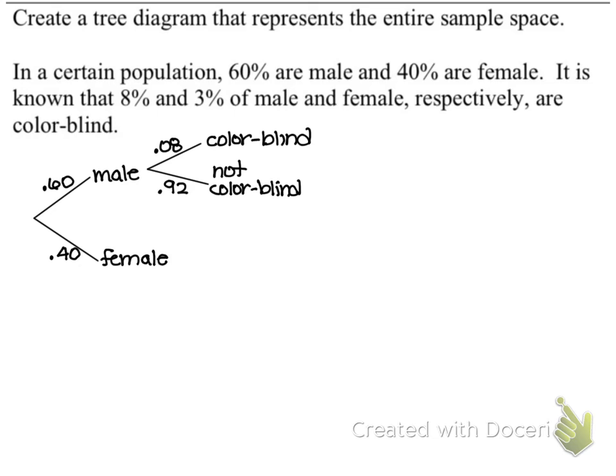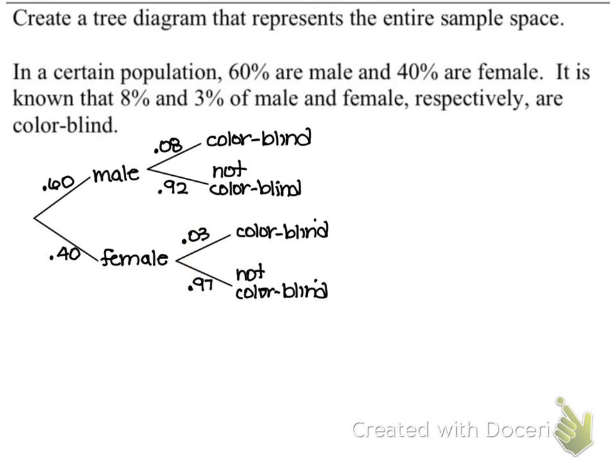And do the exact same thing with the female down here at the bottom. So we've got colorblind and not colorblind. And we'll fill in that information as well. So colorblind for female, we were told was 3%. So this is going to be 0.03, which means that's going to be 0.97. Remember, in this identification, it's either colorblind or not colorblind. And just like the table before, those have to add up to 1 or 100%.